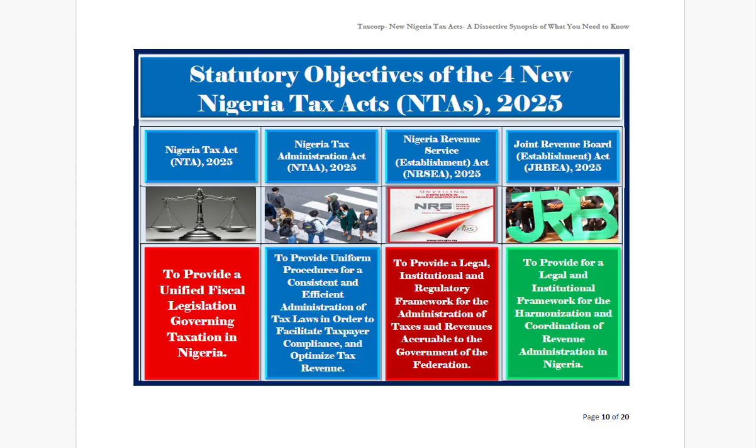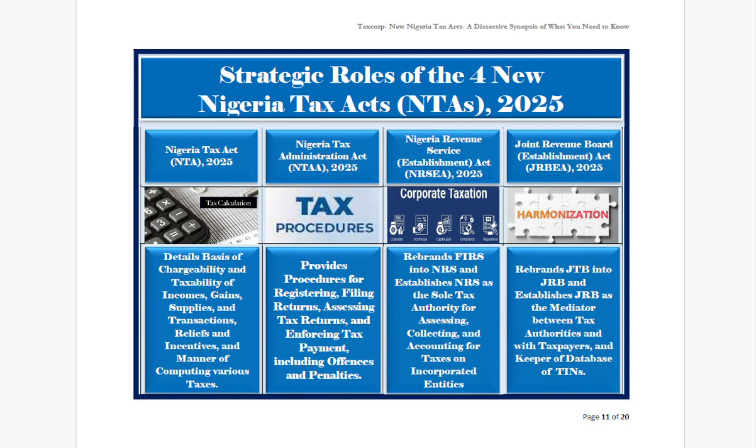The fourth act is the Joint Revenue Board Establishment Act 2025. The statutory objective is to provide for a legal and institutional framework for the harmonization and coordination of revenue administration in Nigeria.